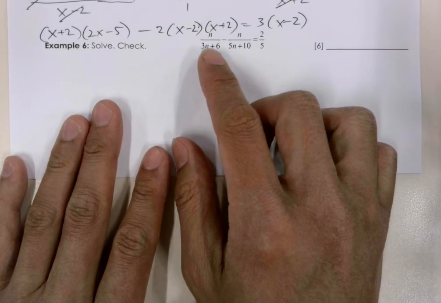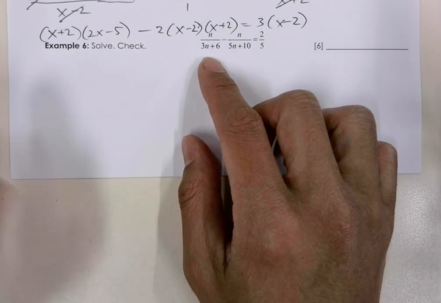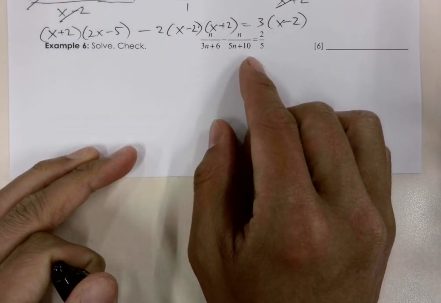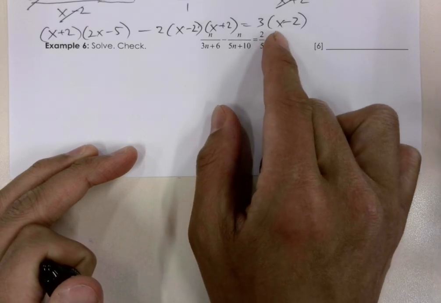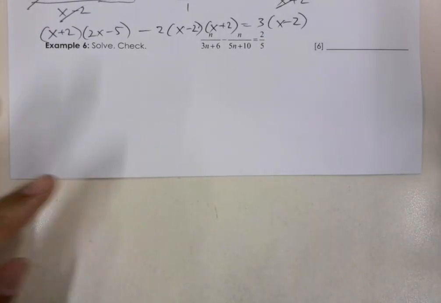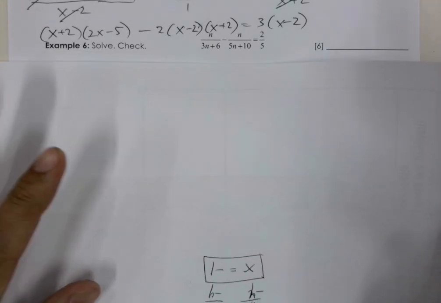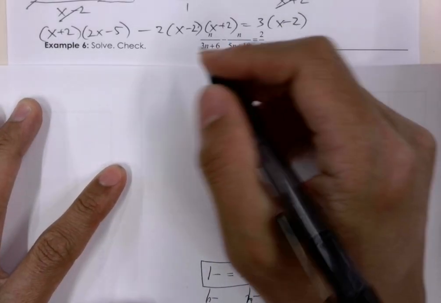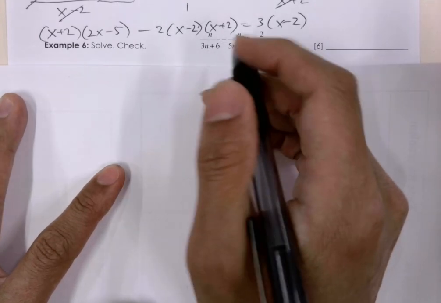Alright, so our next problem is n over 3n plus 6 minus 5 over 5n plus 10 is equal to 2 over 5. So the first step is to find the LCD, and so let me go ahead and find the LCD on a different page. Over here, let's go and factor that denominator first.